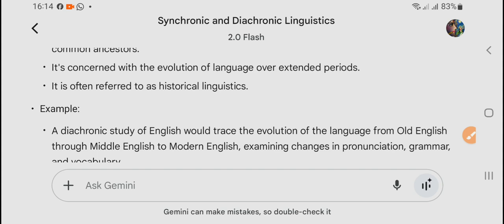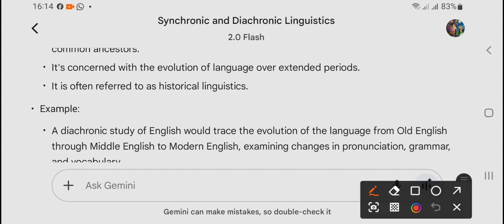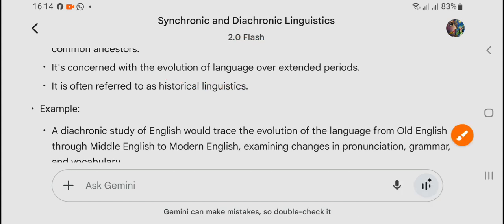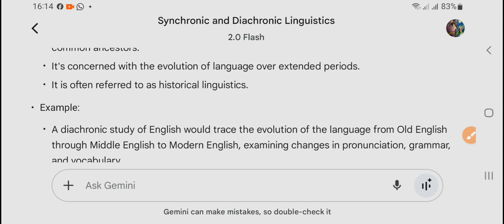Then it is concerned with the evolution of language over an extended period. Very important: how languages or words have evolved. That is the study, the part of study of diachronic linguistics.